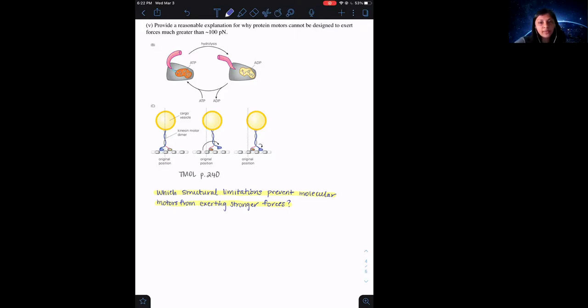So, not enough binding sites. Austin said not enough binding sites, which might be a probable reason. Basically, for the sake of time, what I'm trying to get at here is that exerting forces would require a conformational change between domains.